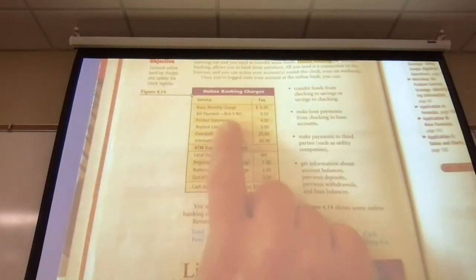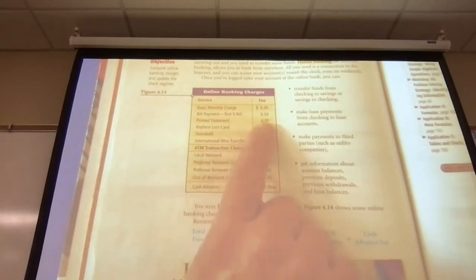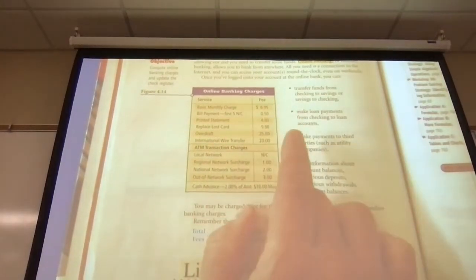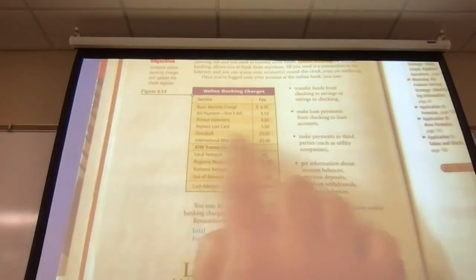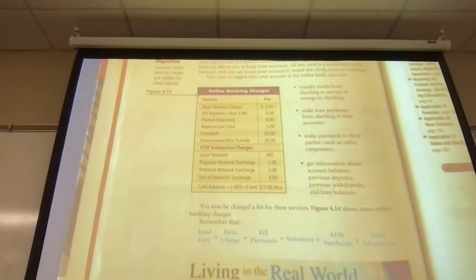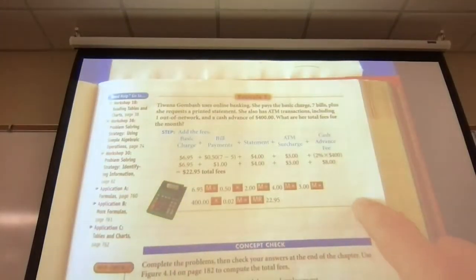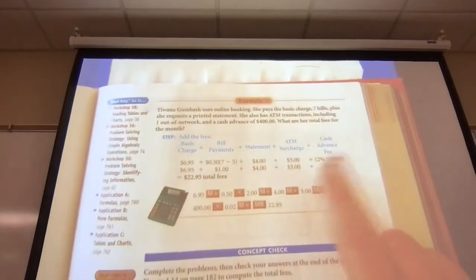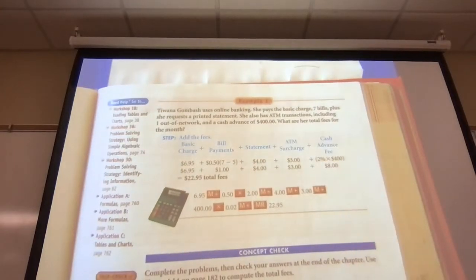She had 7 bill payments. The first 5 would be free. So she paid 2 at 50 cents each. And then the printed statement, where's the printed statement? The printed statement costs her $4. You just add those up, figure out the total she would have to pay for her online banking that month. And that is example number 1 on page 183. So if you want to see that in the book, that's where that's coming from.